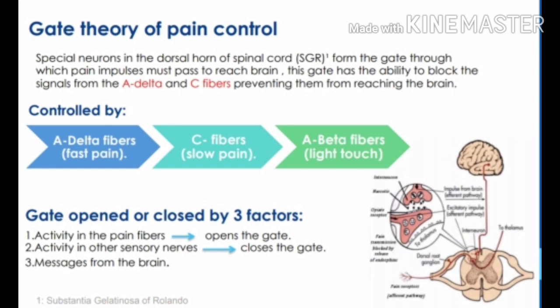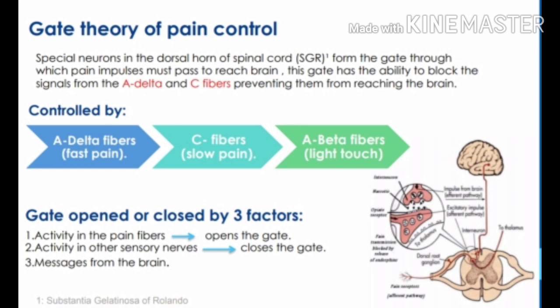Gate theory of pain control. Special neurons in the dorsal horn of the spinal cord (SGR) form the gate through which pain impulses must pass to reach the brain. This gate has the ability to block the signals from A delta and C fibers, preventing them from reaching the brain. The gate is opened or closed by three factors. Activity in the pain fibers opens the gate, activity in other sensory nerves closes the gate, and messages from the brain also alter the gate function.